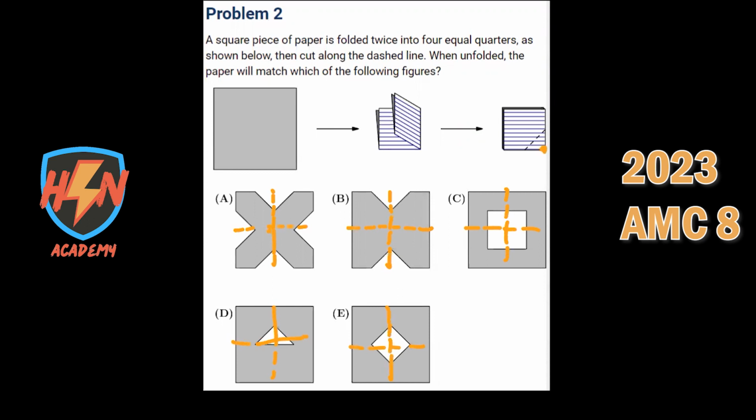That means the cut should have taken the center, and the top left part of each of the images should correspond to this. Well, that's only true in D and E, so we can cross out A, B, and C. And again, since we folded 4 times, it should be symmetrical in all 4 of the quadrants, so the answer should be E.